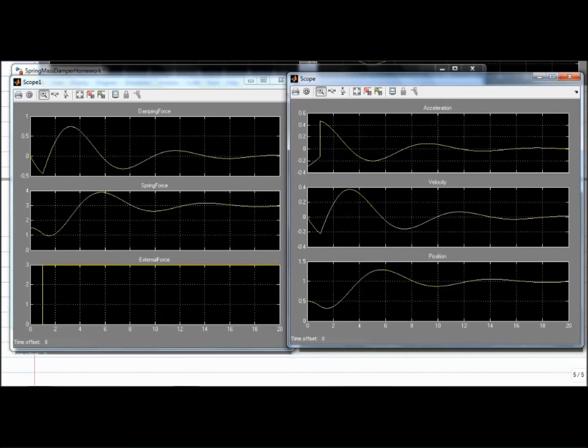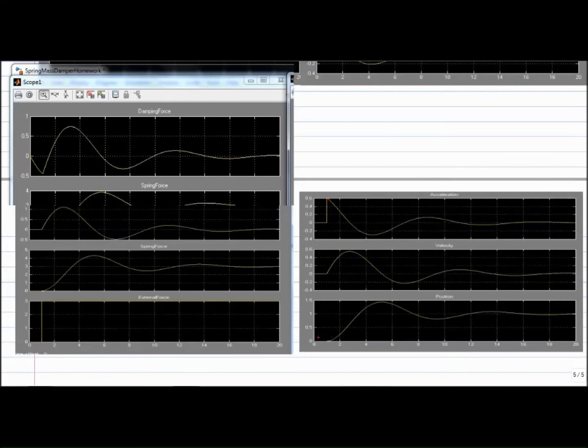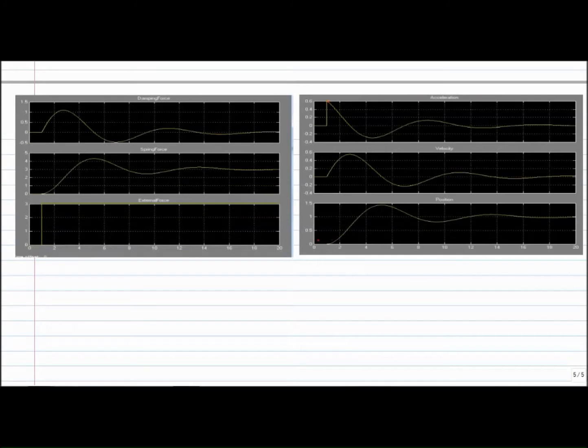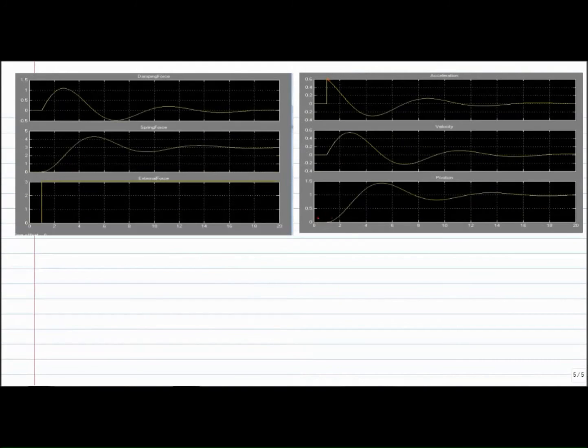Now let's go back to our pencil and paper, now that you've seen how the system behaves. I have X(s), and I'm going to make X(s) over F(s), a transfer function form, equal to 1 over ms squared plus bs plus k. That's our response to a force.